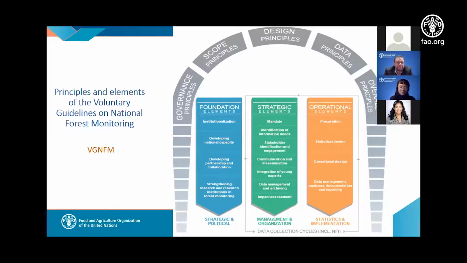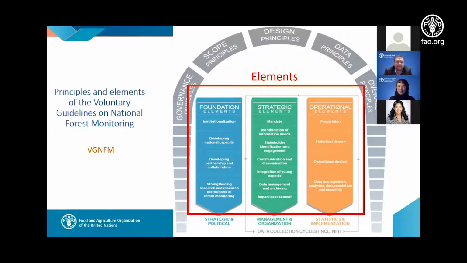The 3 groups of elements are the foundation elements that provide us the strategical and political guidance. Here we can find good practices on institutionalization, developing national capacity and partnerships, strengthening research and research institutions. The second pillar, the strategic elements, refer to management and organization of a national forest monitoring system. Here we include the definition of the mandate, identification of information needs, stakeholder engagement, communication and dissemination, data management and archiving, impact assessment.